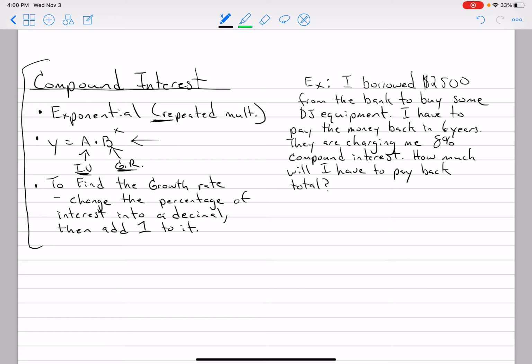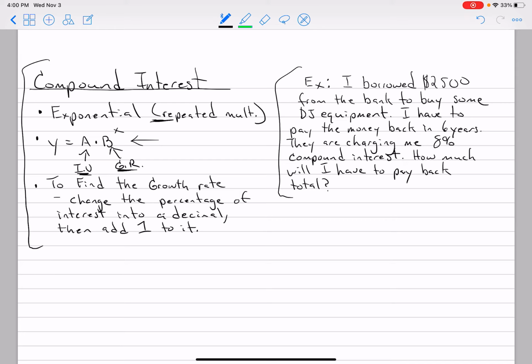So hopefully you got all that down. Now you're going to pause and write this example down, right? So you have this to refer to in your notes. I borrowed $2,500 from the bank to buy some DJ equipment. So I'm borrowing money from the bank. If I borrow that money, they're going to let me hold on to it, but when I pay it back, I'm going to have to pay them back more money. I have to pay them money back in 6 years. They're charging me 8% compound interest. How much money will I have to ultimately pay the bank back in total after these 6 years?